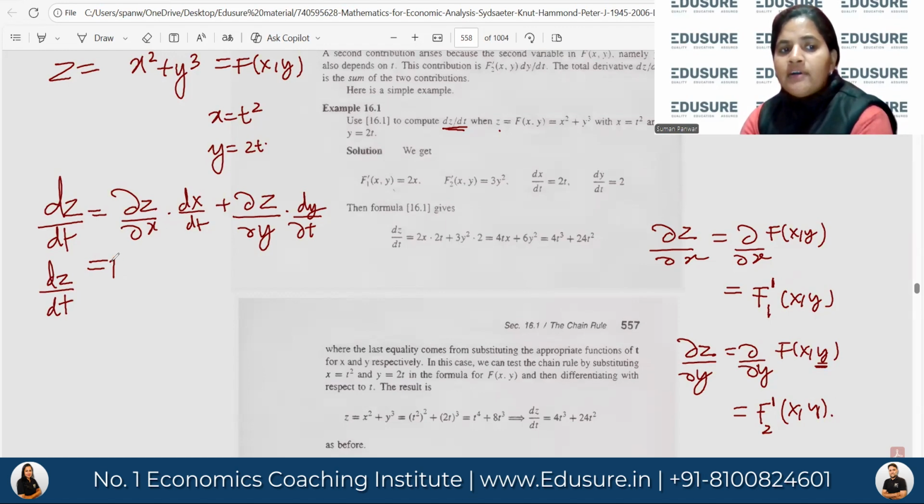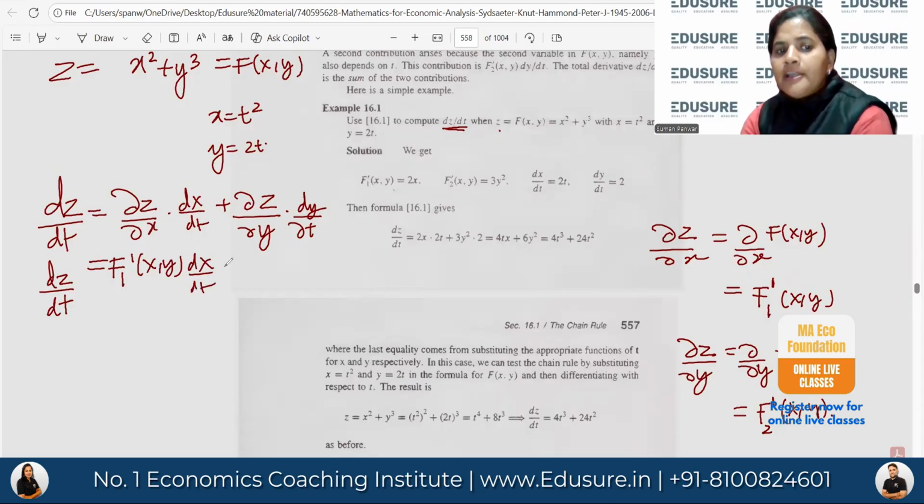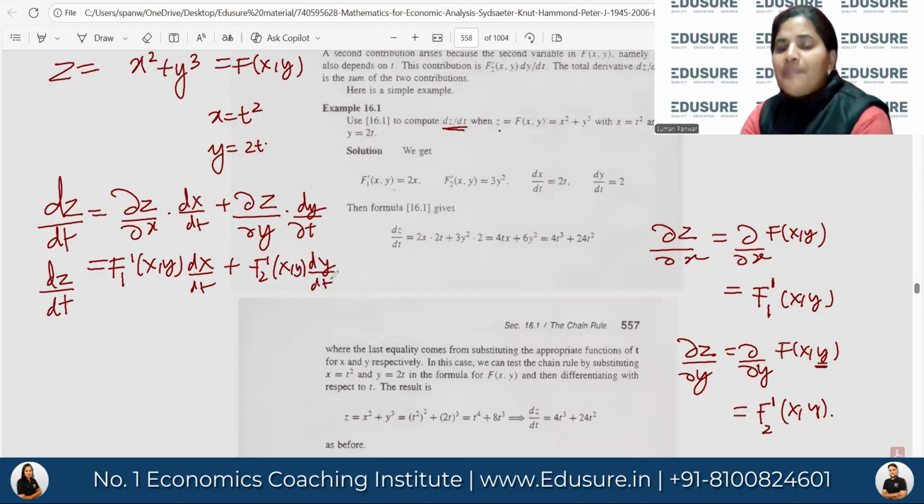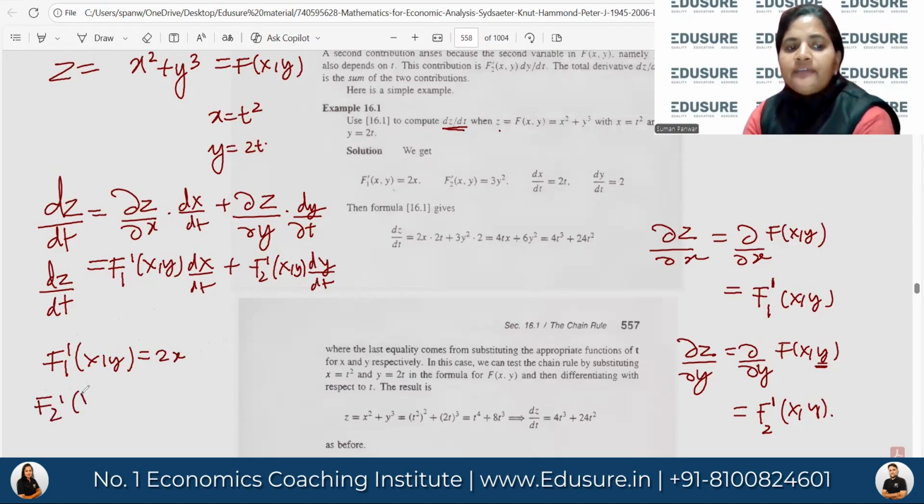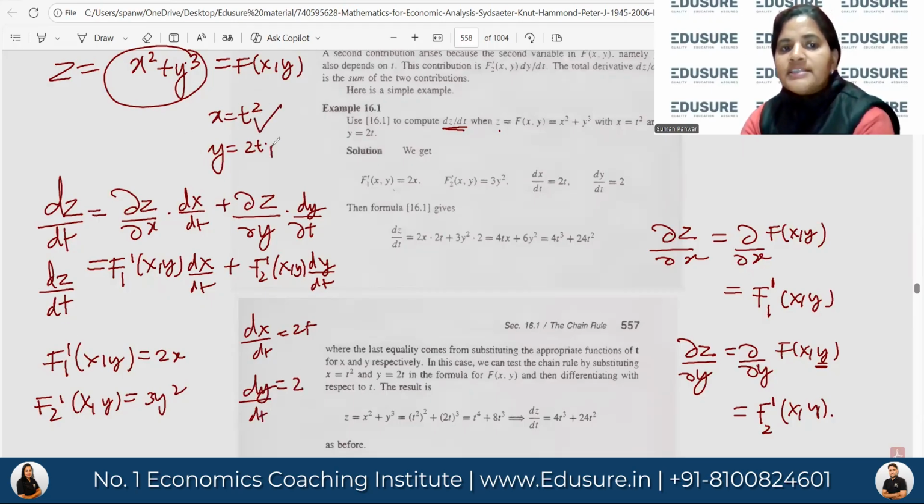So now dz by dt is f1 prime (x,y) dx by dt plus f2 prime (x,y) dy by dt. Prime means derivative. So what is the partial derivative with respect to x? The partial derivative with respect to x is 2x. What is the partial derivative with respect to y? The partial derivative with respect to y is 3y square. Look at the parent expression. Now what is dx by dt? That is 2t. And what is dy by dt? That is 2.